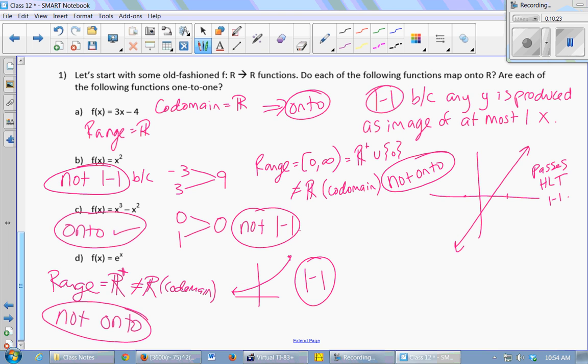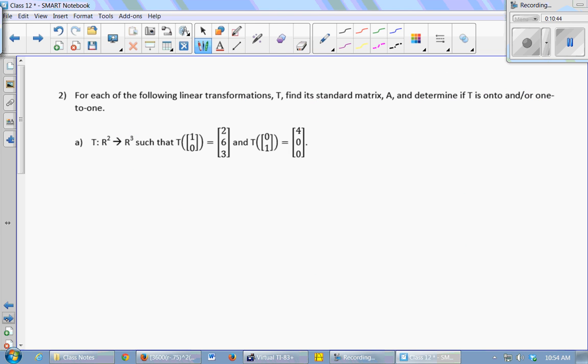All right, so any questions about what one-to-one and onto mean? So onto, you can produce the entire codomain as images of the function. And one-to-one, no two x's go to the same output. No two inputs go to the same output. Okay, so now I'm going to do this for some linear transformations. So first, when I give you a linear transformation, every linear transformation can be written as a matrix transformation.